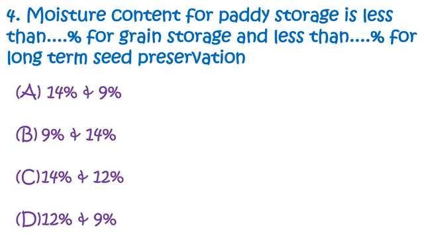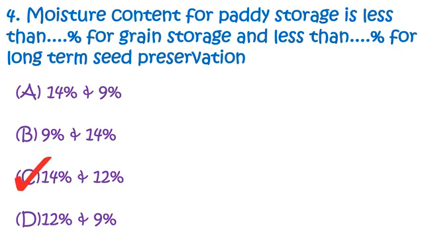Question number 4. Moisture content for paddy storage is less than dash for the grain storage and less than dash for long-term seed preservation. Options are option A 14 and 9%, option B 9 and 14%, option C 14 and 12%, option D 12 and 9%. Correct answer is 14% and 12%.